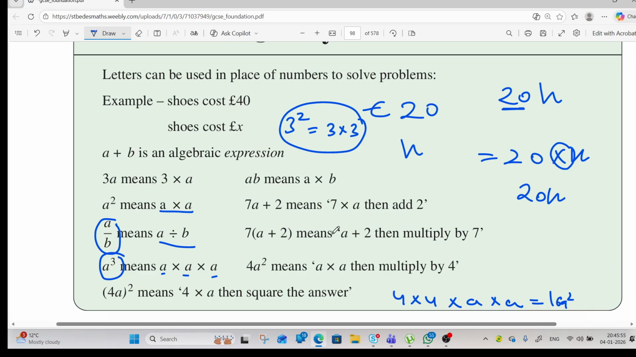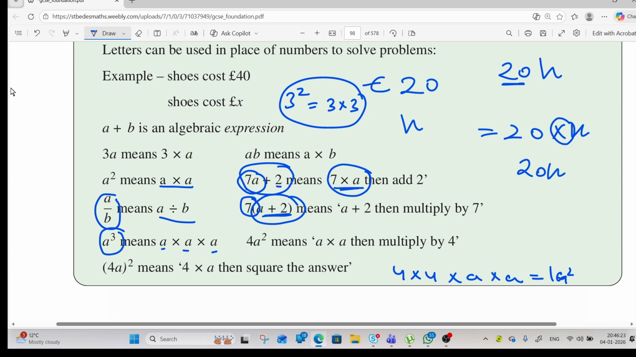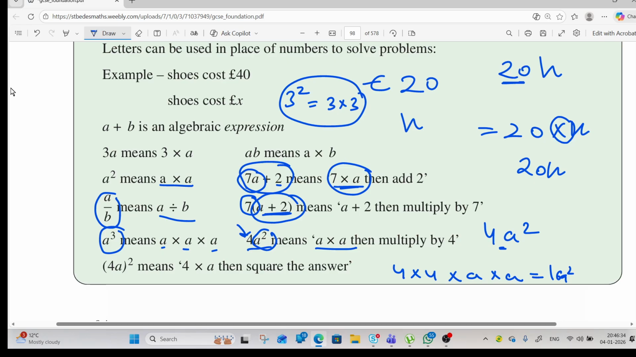So if I have 7a plus 2, it means this is 7 times a. 7a means 7 times a, and then 2 is added, right? Here, this is a plus 2, times 7. If 7 is written outside the bracket, that means it is in multiplication with the whole bracket. Similarly 4a square means a times a, then multiplied by 4, because between 4 and a square there is no operation. If there is no operation, that means they are in multiplication.